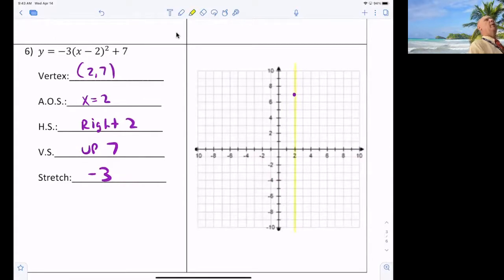So from there, normally we go over 1 and up 1. But we're multiplying that by what? So instead of going up 1, we're going down how many? 3. Ava, did that help you? Over 1, down 3. And then left 1 and what? Down 3. Now, normally we would then go over 2 and up how many? 4. But we're going over 2 and down 12.